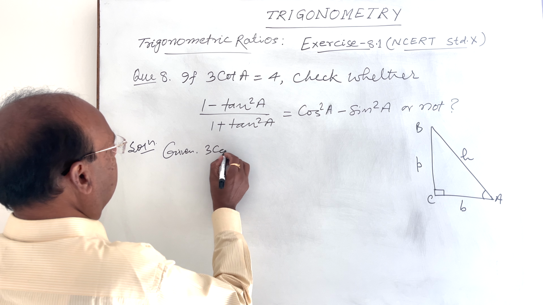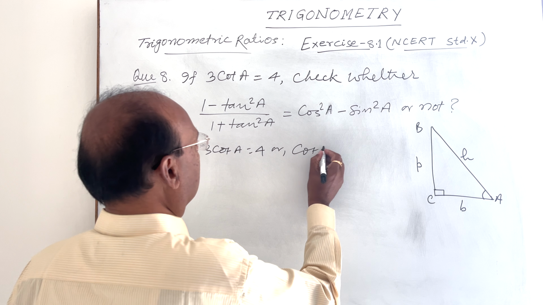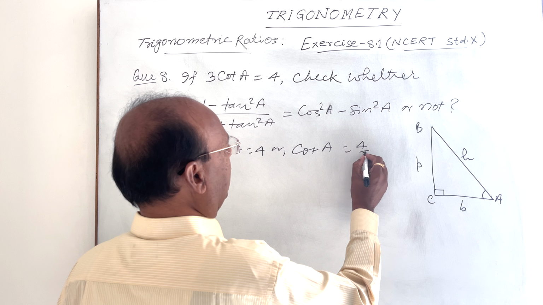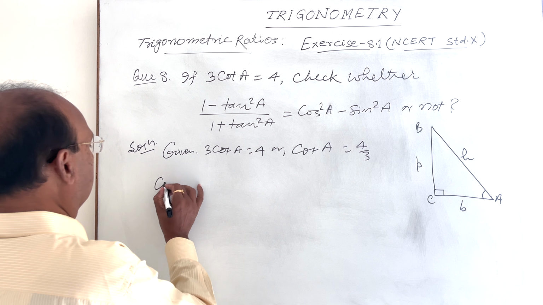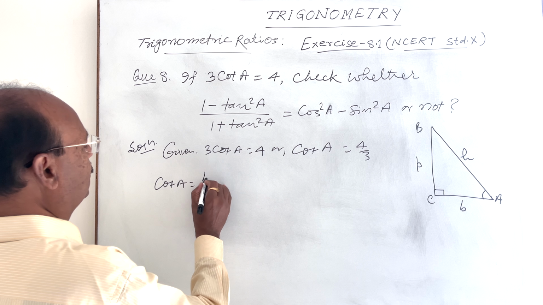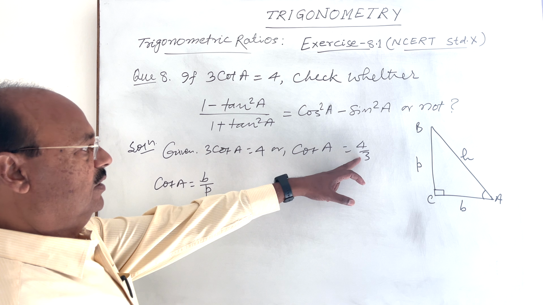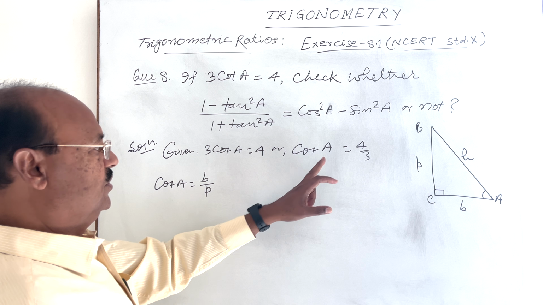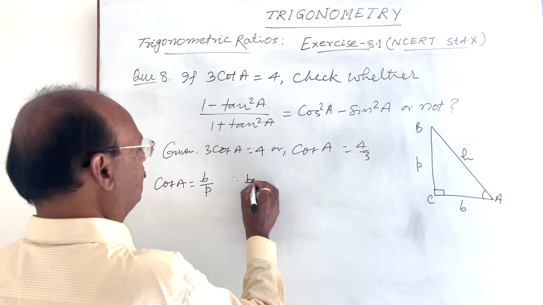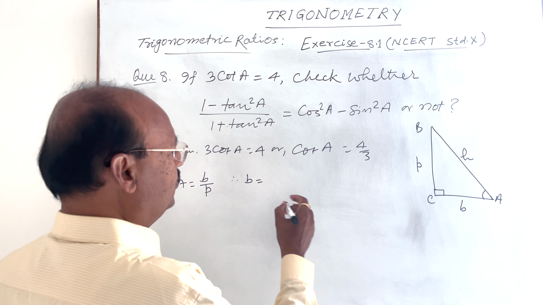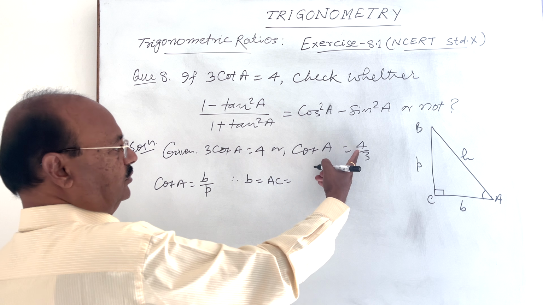Here it is given that 3 cot A is equal to 4, or we can write cot A is equal to 4 by 3. And we have already discussed that cot of A is equal to base by perpendicular. So by comparing these two ratios, the values of cot A, we can write that B, that is AC, is equal to how much? 4K.